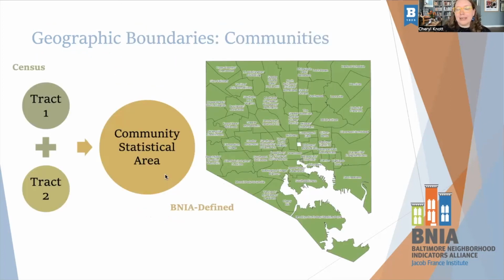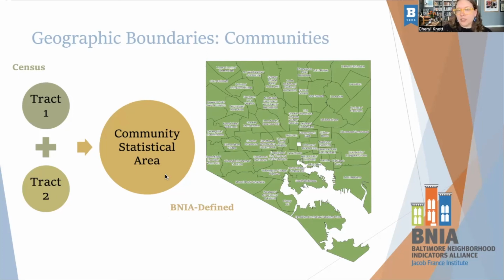The Baltimore Neighborhood Indicators Alliance instead focuses on, and has used for over 20 years now, the community statistical area. These are custom geographies. These are aggregations and clusters of census tracts. For 2020, we have 199 census tracts in Baltimore City. A committee of stakeholders over 2 decades ago created the original boundaries for the community statistical areas.